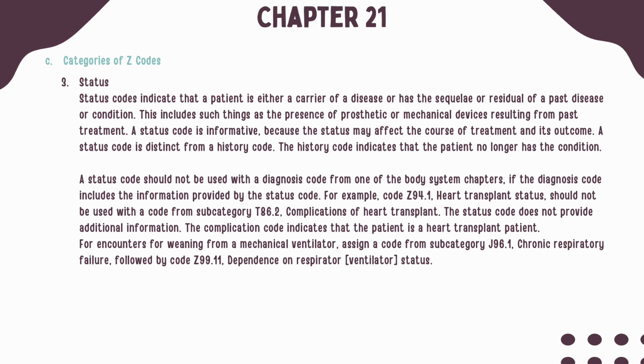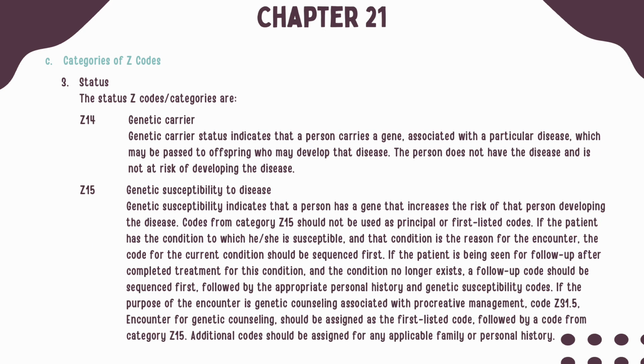When the patient is being weaned from a mechanical ventilator, you should assign a code from subcategory J96.1, followed by a code from J99.11 for the dependence on the ventilator. The next several slides will cover the status Z codes or categories.